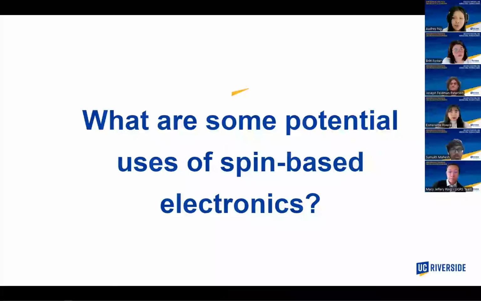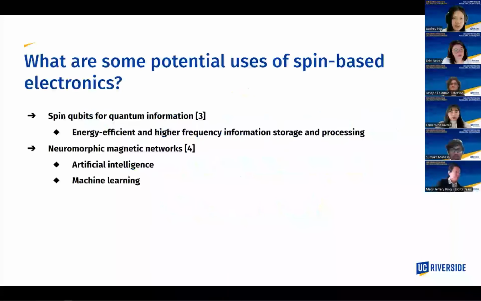So with that in mind, what are some potential uses of these spin-based electronics? The first application we could use this for is spin qubits for quantum information. With this technology, we would be able to have energy efficient and faster information storage and processing. We could also potentially use this research for neuromorphic magnetic networks, which has potential applications in fields such as artificial intelligence, machine learning, and more. Since these magnetic materials exhibit non-volatile behavior, they can retain their state even when power is turned off, which means, once again, we can reduce energy consumption from traditional methods of computing applications.